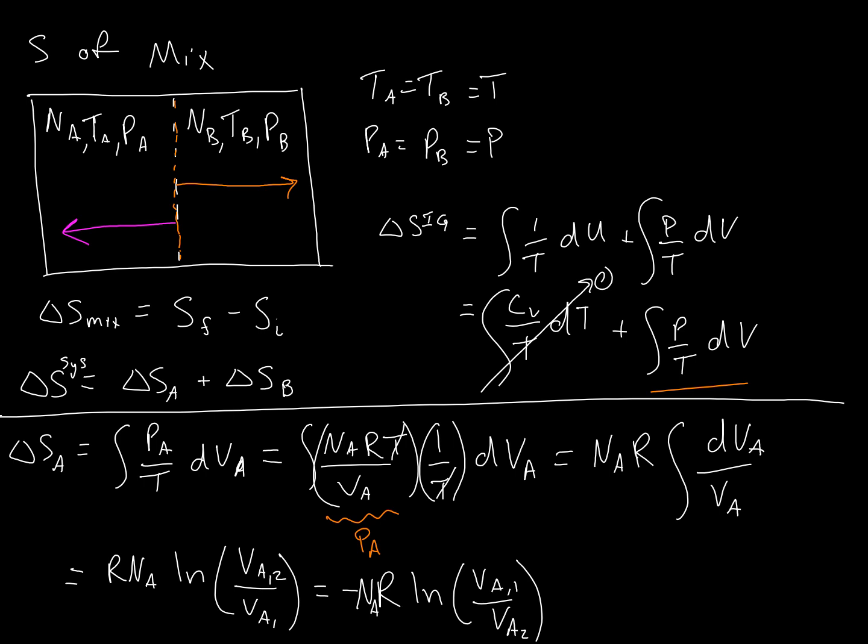A little bit of rearrangement then. So in this last step here, recall that if we flip, take the reciprocal inside the log, it's just the negative of the log, just log properties there.